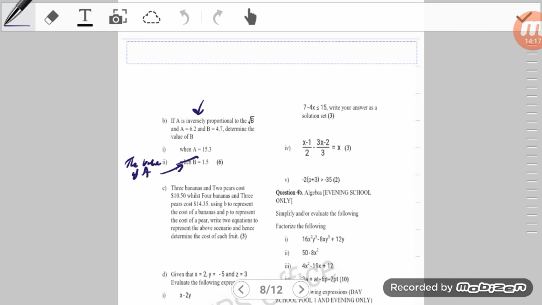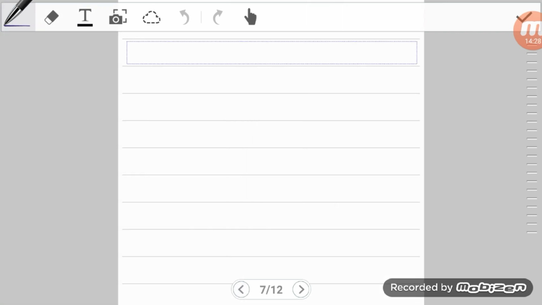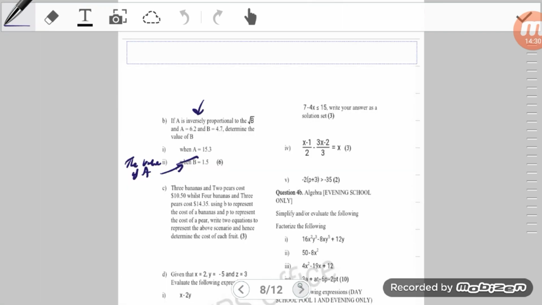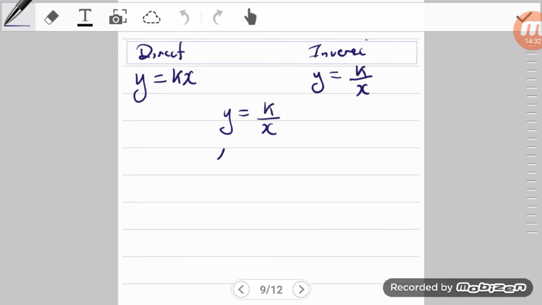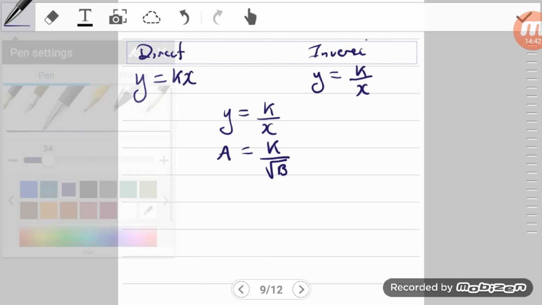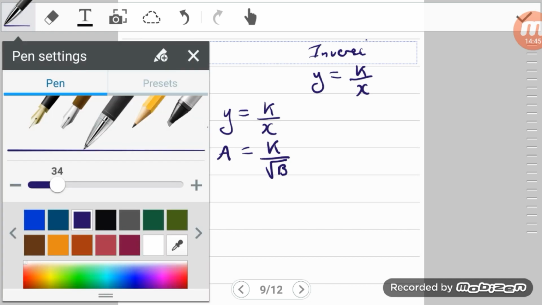So naturally A is going to be the representative for y. So then the formula that we have to be using here is that A is equal to k divided by x, where x is represented by the square root of B. And so this is the formula that we're actually working with here, the reconstructed formula: A is equal to k divided by the square root of B.